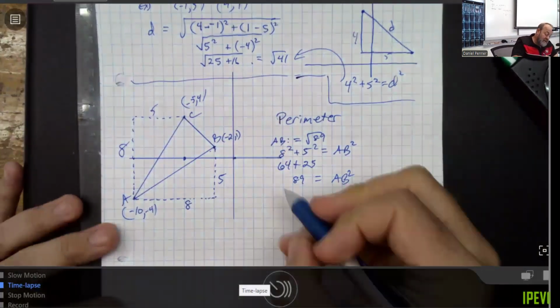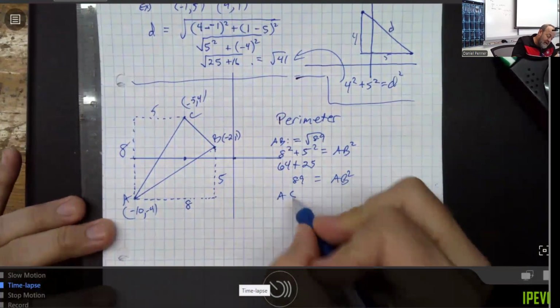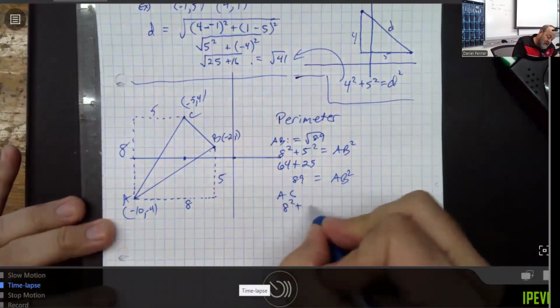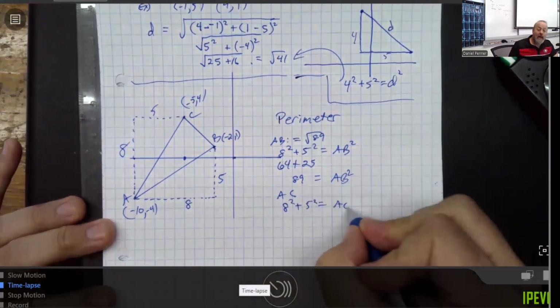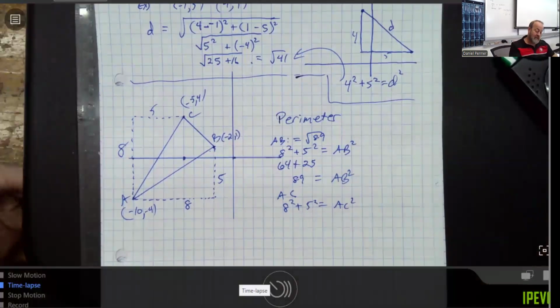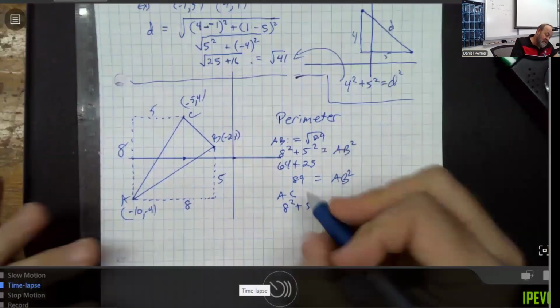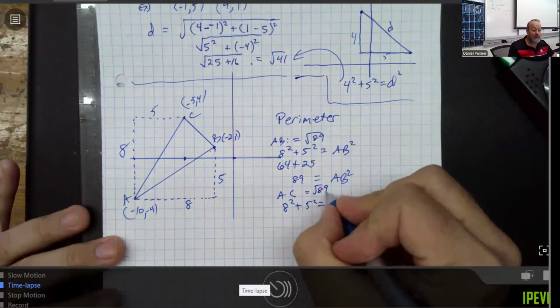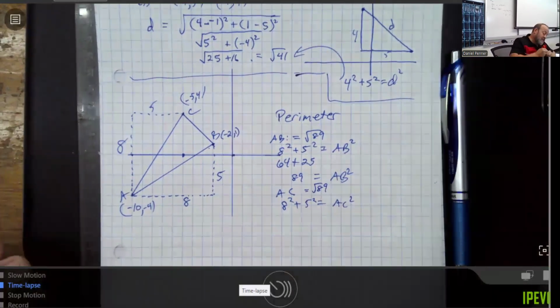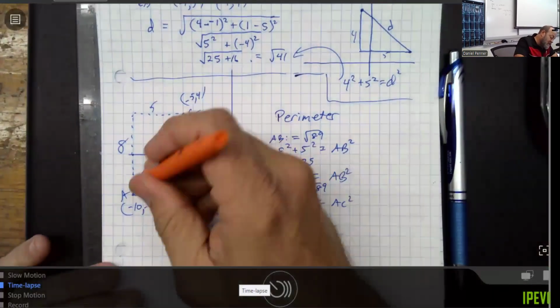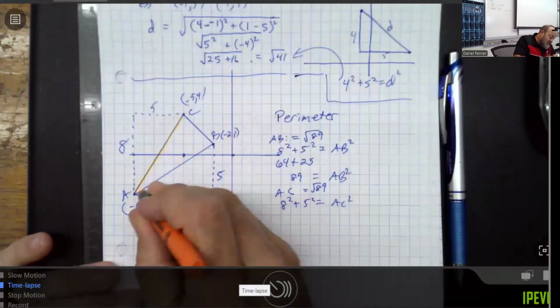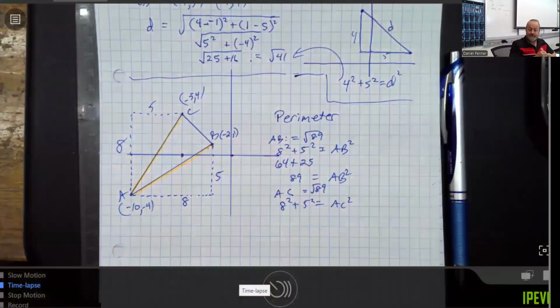When I go to find the distance from A to C, I have 8 squared plus 5 squared again. Hey, we've already seen that exact same mathematics, so we can see this is also root 89. That actually tells you that these two sides right here are the same. That means this is an isosceles triangle.